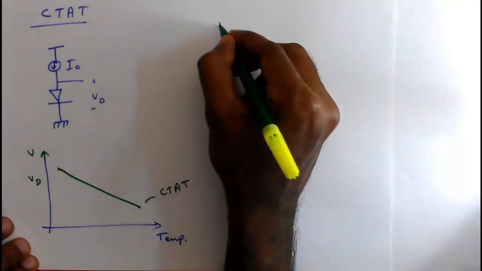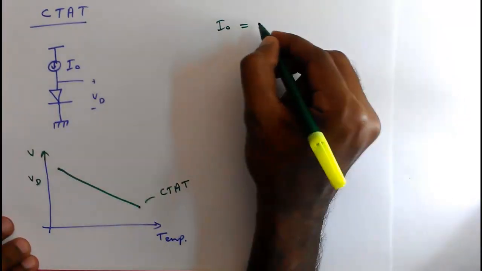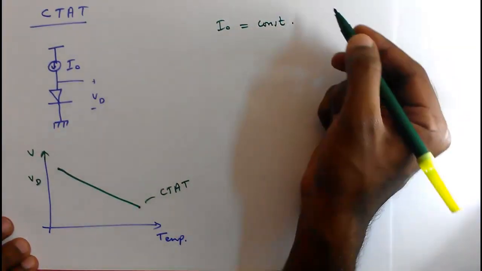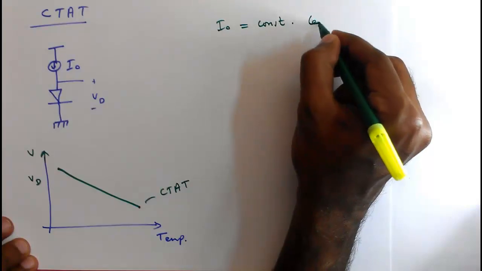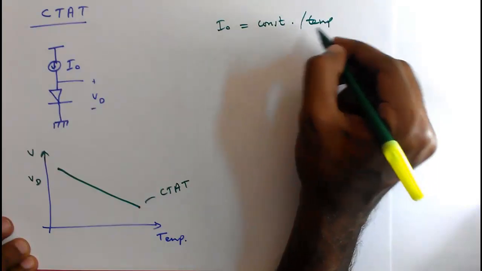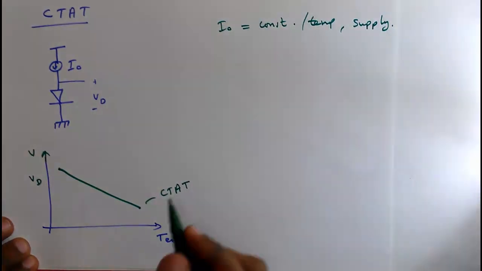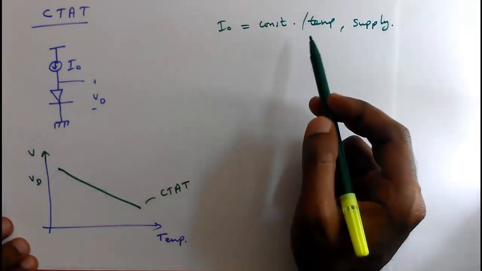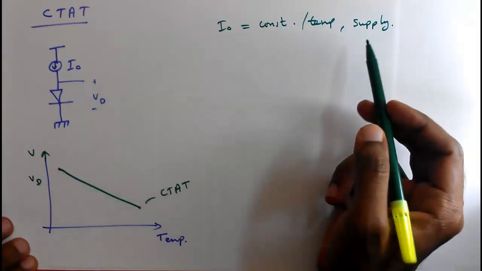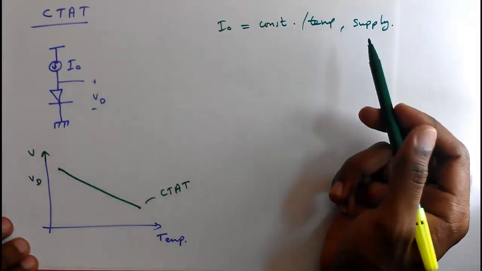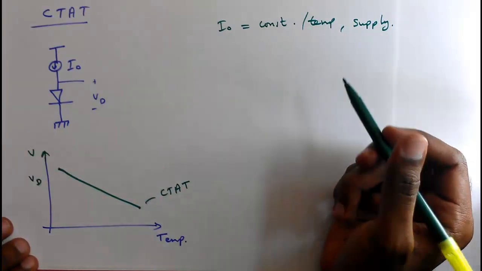So the condition here is that I0 is constant with respect to temperature and supply. How we will make this I0 constant with respect to temperature and supply, we will discuss later.